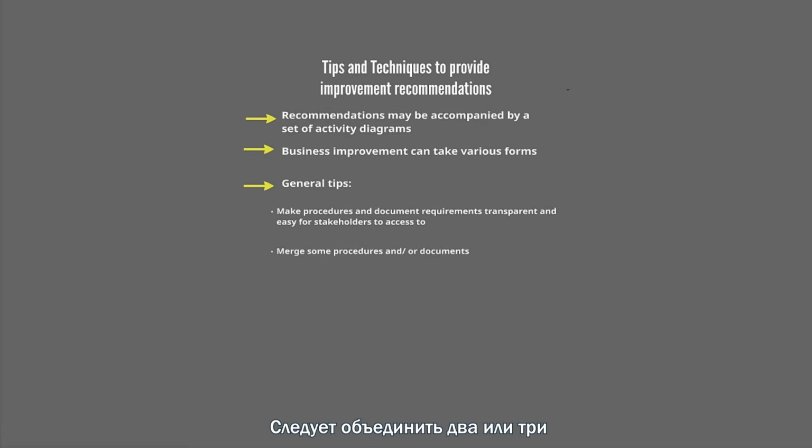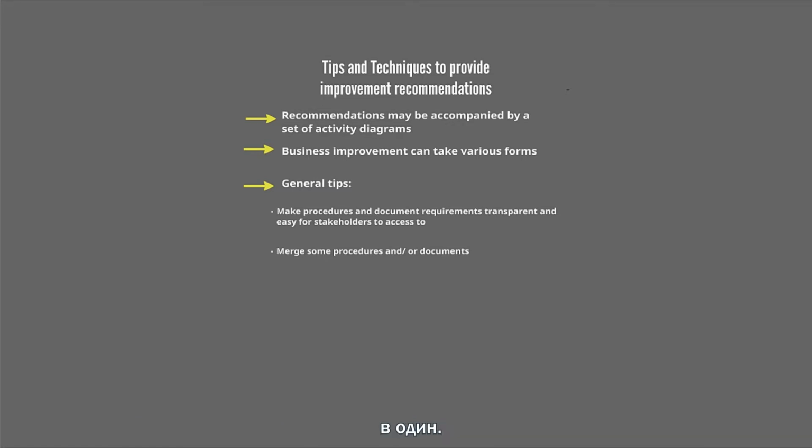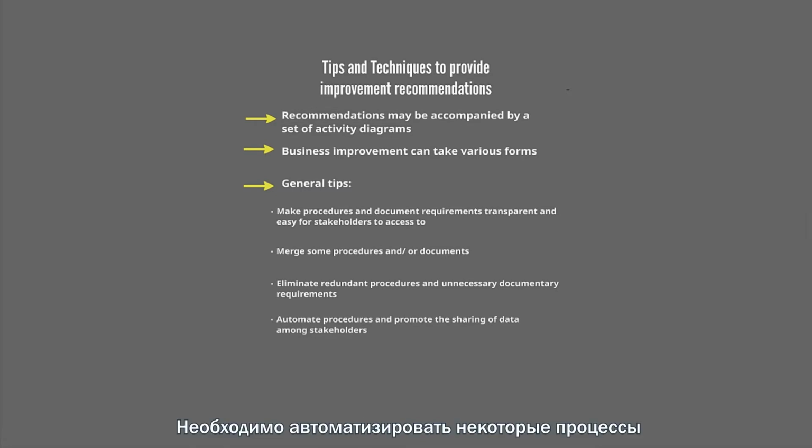Secondly, look for ways to merge two or more duplicated procedures into one procedure, or perhaps merge two or three similar documents into just one document or one form. Thirdly, look for ways to eliminate redundant procedures and unnecessary documentary requirements. Fourthly, look for ways to automate some procedures and promote sharing of data, for example, data about trade and transport information among relevant stakeholders.